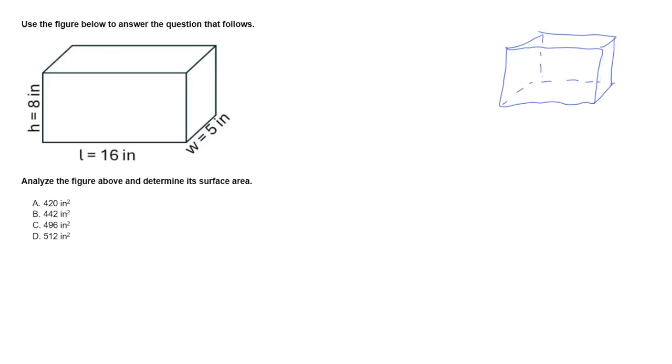So now let's review the formula to find the surface area of a rectangular prism. The surface area of a rectangular prism is equivalent to 2 times length times width plus width times height plus length times height.